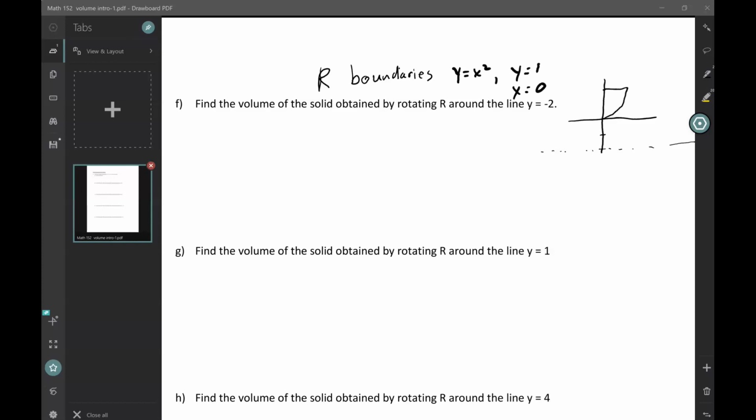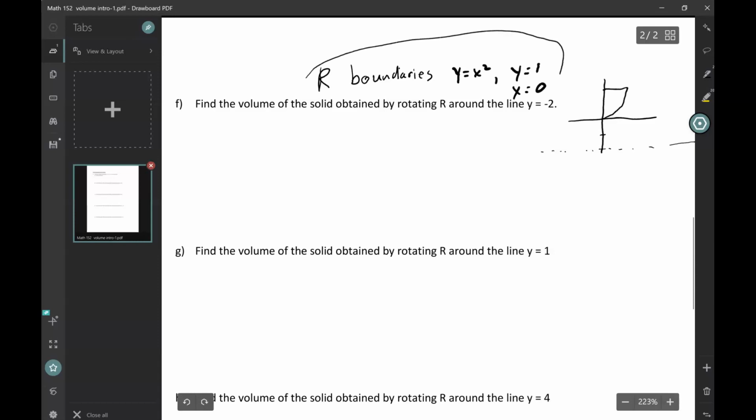Just a reminder, in this worksheet, we're using the same region for every problem. We're just rotating it differently or creating it differently. So this is just a little reminder that the boundaries for R are y equals x squared, this little line here, y equals 1, which is this line right here, and then x equals 0, which is, of course, the y-axis. So we're always doing something to this region. In this case, we're taking R and we're rotating it around the line y equals negative 2, which is, of course, that line right there.